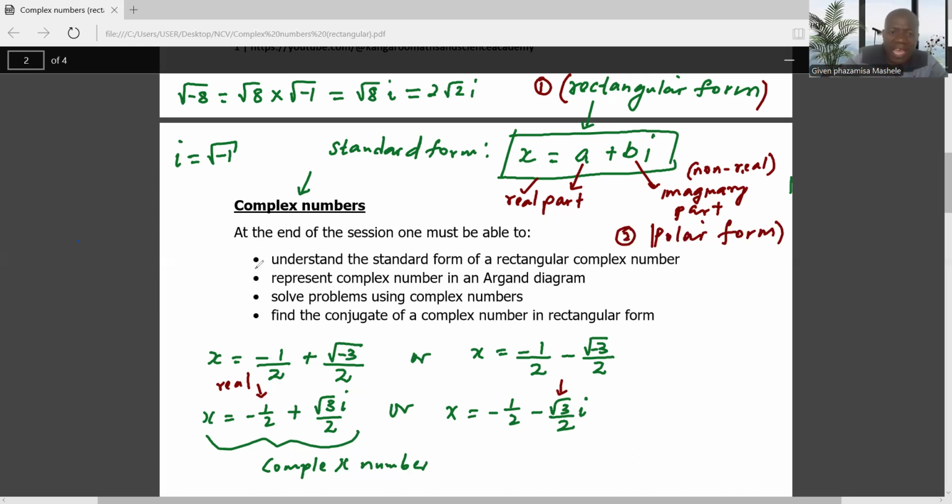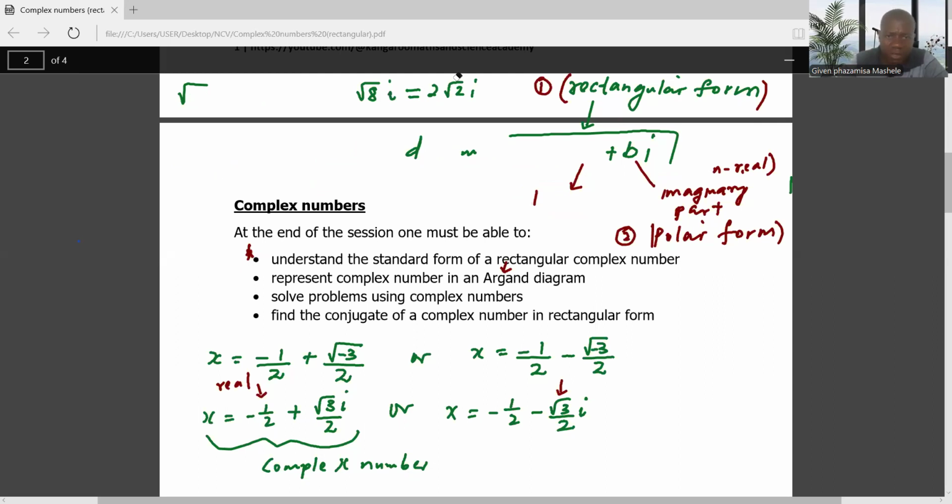Right. Now we have addressed the standard form of a rectangular form. We explained what a complex number is. Now I want us to explain how to represent a complex number in a diagram called the Argand diagram. Let's now move on to the subtopic. So now I want us to talk about an Argand diagram.